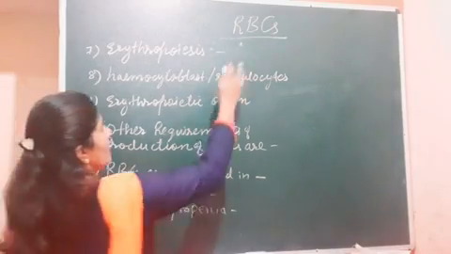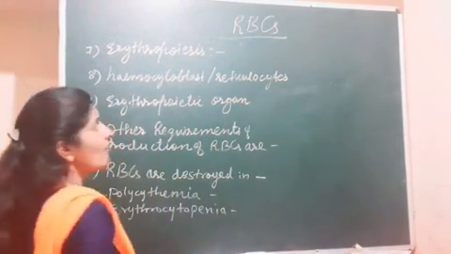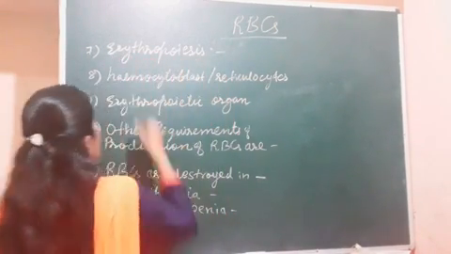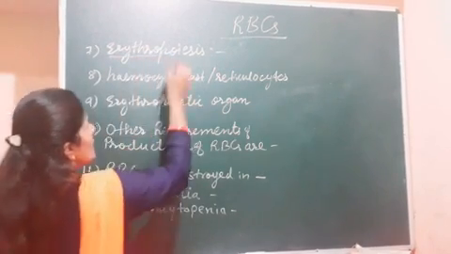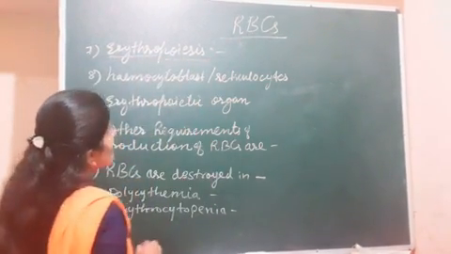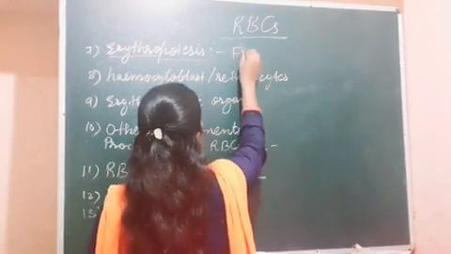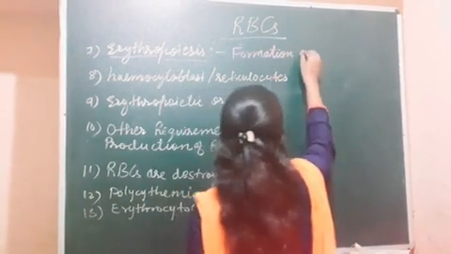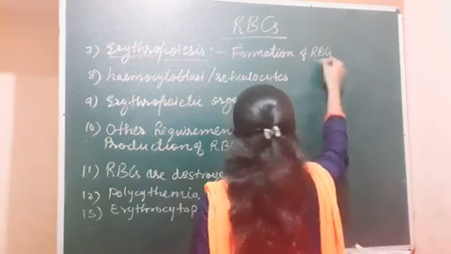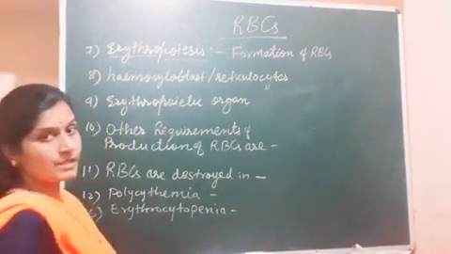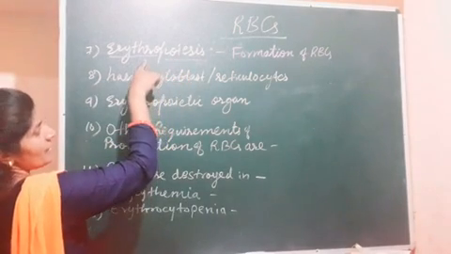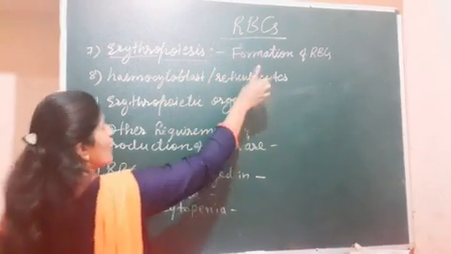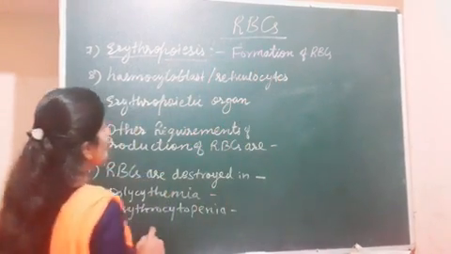Erythropoiesis. Erythropoiesis means what? The process of formation of erythrocytes. Erythros means red blood cells. Poiesis in the sense formation. The process of formation of RBCs is called erythropoiesis. Poiesis means formation. Erythros means red blood cells.